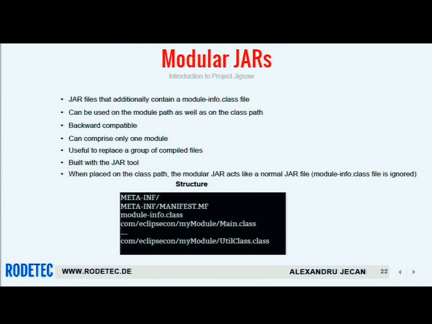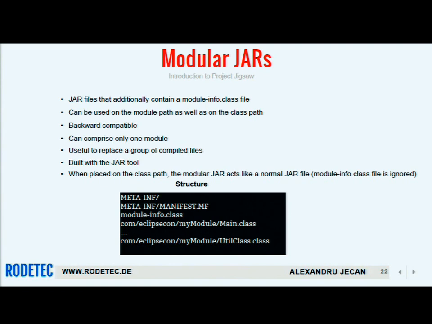Then you have the new concept of modular jars. So these are jar files that additionally contain a module-info.class file. So that's the only difference to normal jar files. They can comprise only one module, it's very important to remember, and can be used on the module path but also on the class path in order to provide backward compatibility.